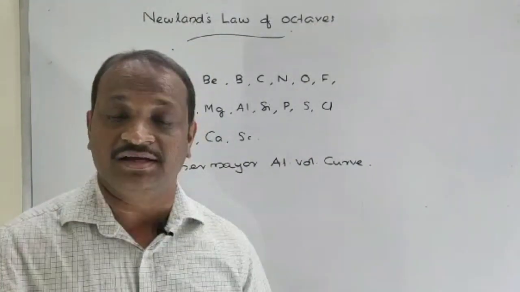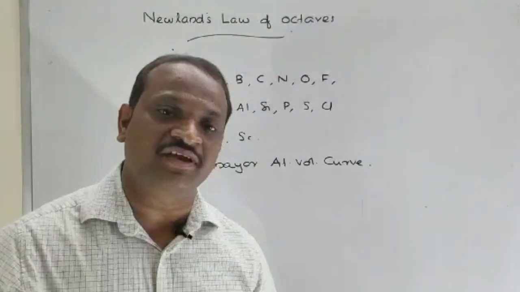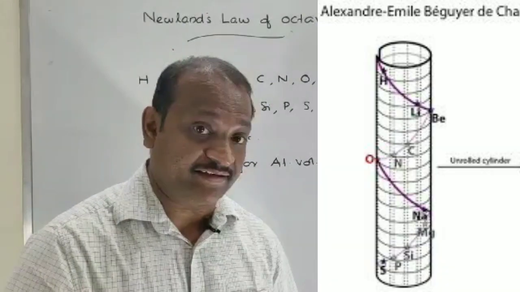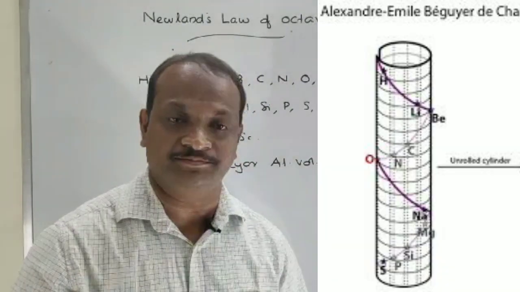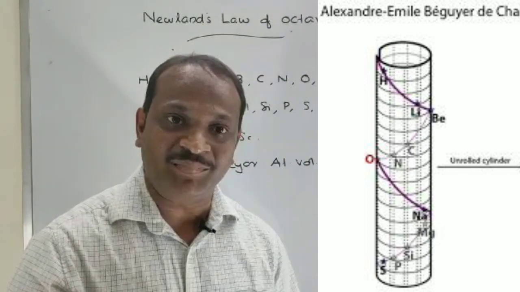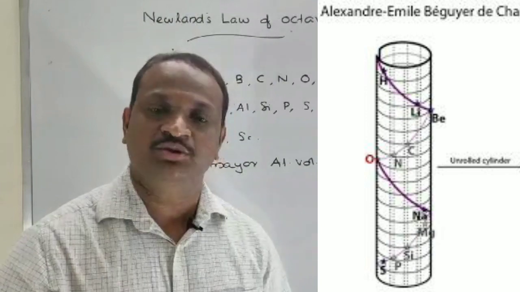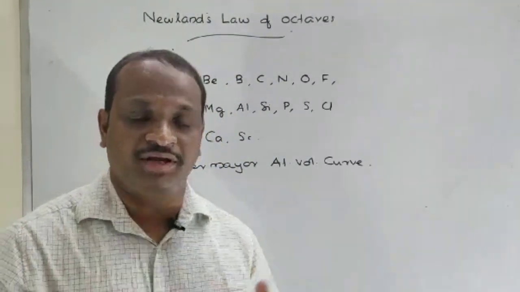And what next? Actually, we need to be familiar with this term. It's not mentioned in NCERT. It's called De Chancourtois' telluric helix. I'm just showing the telluric helix here. This name and the scientist's name you should be familiar with. So this is the initial part of the evolution of our periodic table.